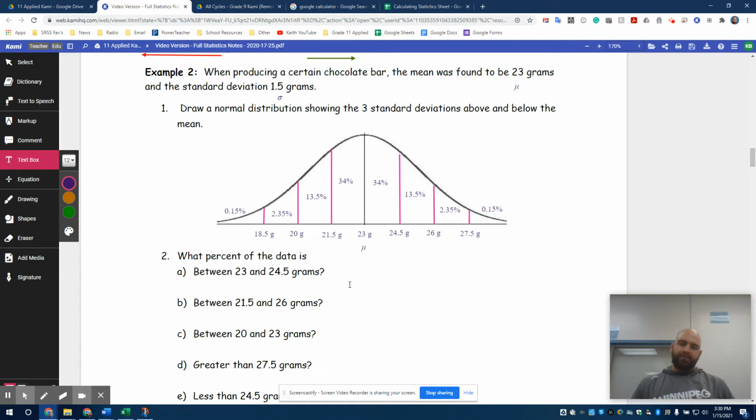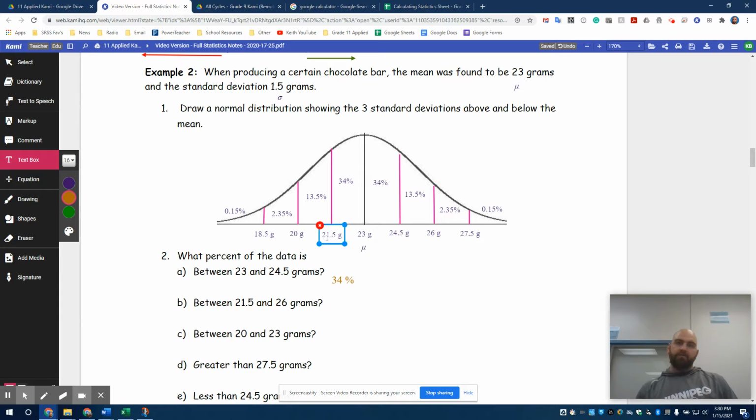We can figure out what percent of the bars are going to be in between certain values of weight based on these benchmarks that we have right here. The first one we're going to take a look at is what percent of data is going to be between 23 and 24.5 grams. Well, that's just between mu and mu plus 1 sigma. So that's just this one here, and it's going to be quite simply 34%. It's 34% because it is right in between these two. We can solve that one quite quickly.